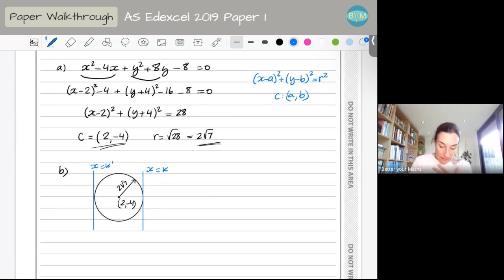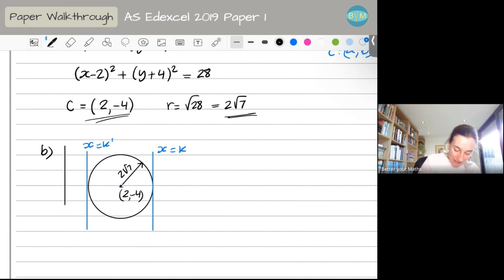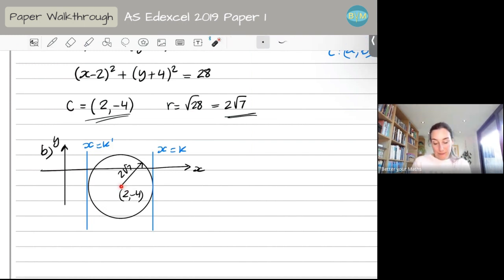Because this point, the x coordinate is 2, wherever the axes are. I'm not going to draw them well for sure. So imagine your x and y axes are here and here. Yeah, x is 2. So the x of this point is going to be 2 plus 2 root 7. Yeah, so the radius is here. So the x coordinate of this point, because really I want the x coordinate of this point, is 2 plus 2 root 7. 2 plus the radius.